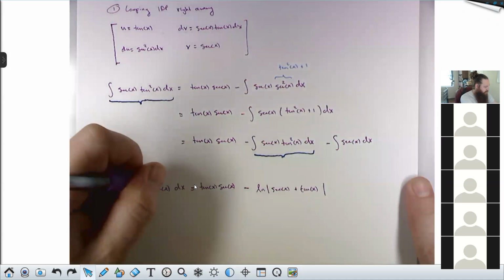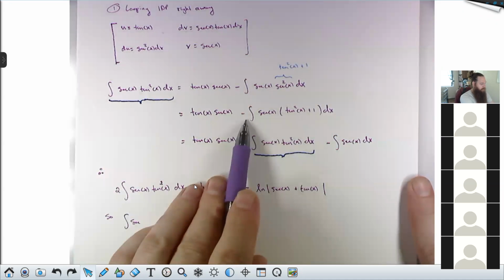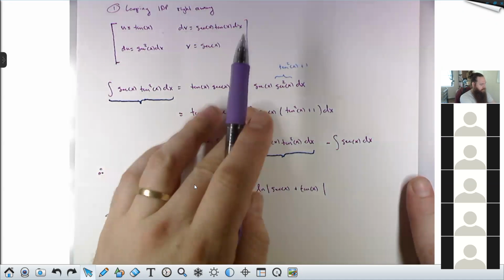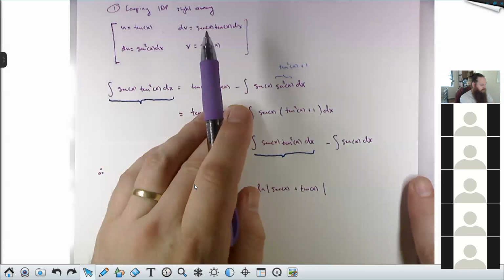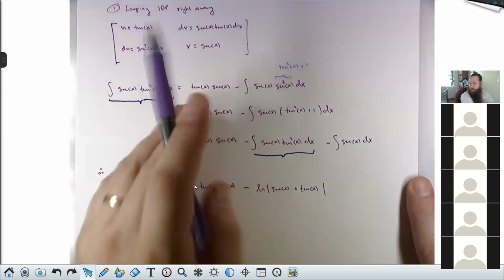Professor, why is it minus the integral of secant x dx? Wouldn't it be plus? Oh, you distributed the negative too, yeah. So if we just distribute the secant in there, it'd be secant times tan squared plus secant. But then when you distribute that negative, both terms become negative.